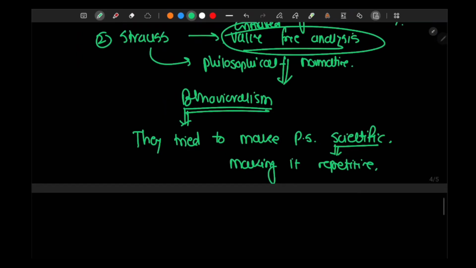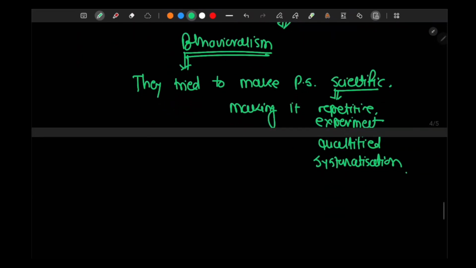by assuming that outcomes of particular experiments can be repetitive, right? There can be experiments which can be conducted in the real world on a particular phenomena. The results can be quantified. Systematization of particular phenomena can be done, and there can be value free analysis.